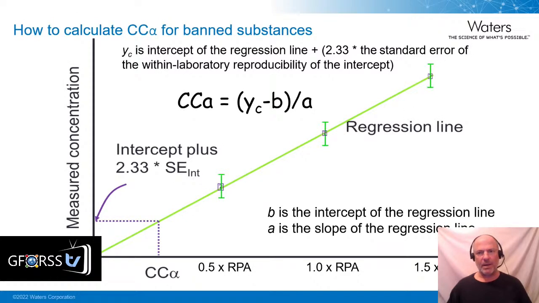To calculate CC alpha for banned substances, we use the same equation as before, but in this case, the YC value is the intercept of the regression line plus 2.33 times the standard error of the within laboratory reproducibility of the intercept. The K factor that we use this time, instead of being 1.64, is 2.33, because we have an alpha value of 1% rather than the 5% previously.